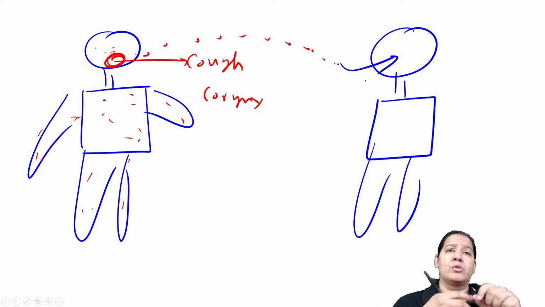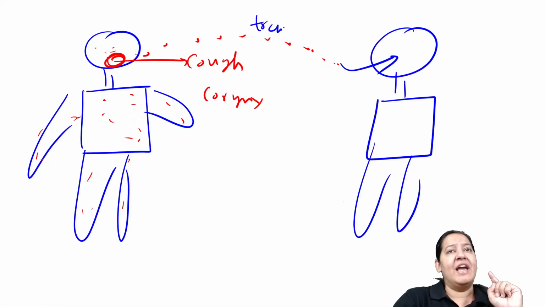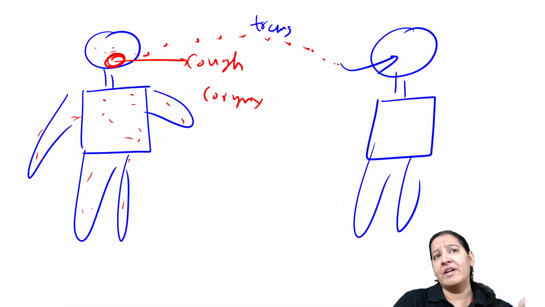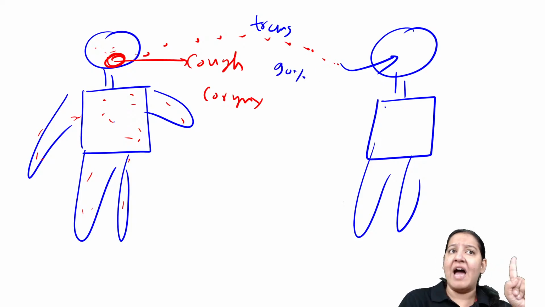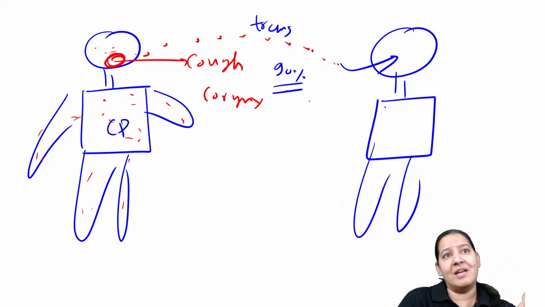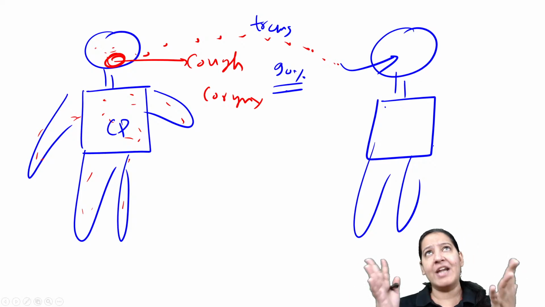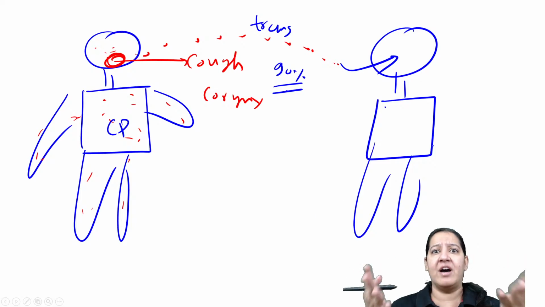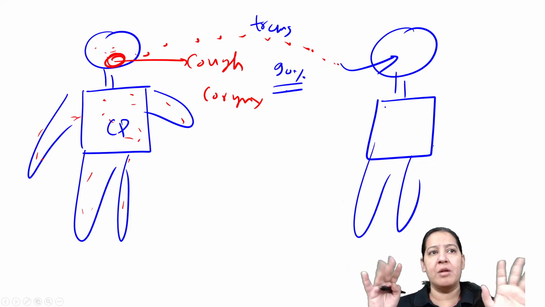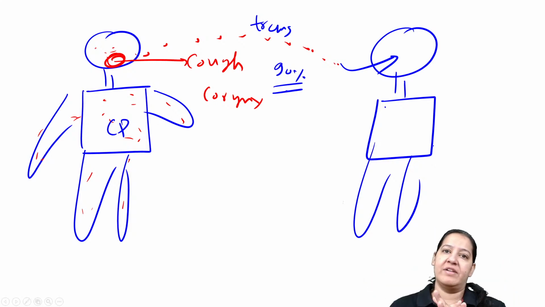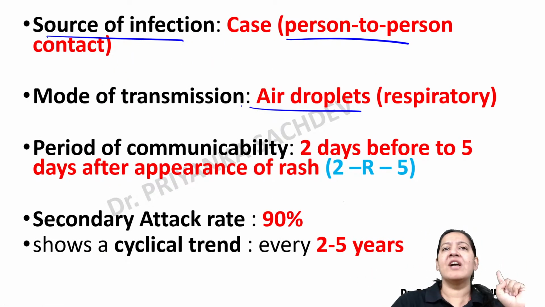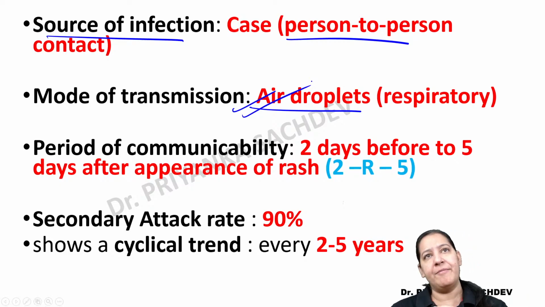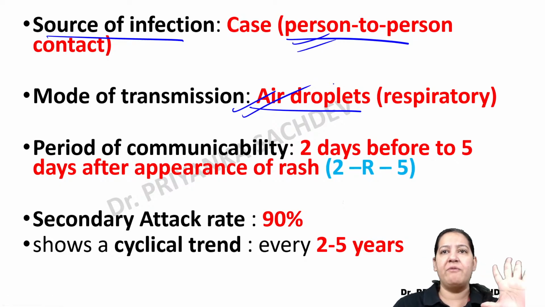So it is present in the aerosol. And the rate of transmission, the infectivity, is very, very high, like COVID. Infectivity is nearly 90%. So if your roommate is having chickenpox, there is a 90% chance you will also have it. If anyone at home, mother, father, children, has chickenpox, there is a 90% chance you will also have it. So the mode of transmission is air droplet, respiratory, and it spreads from person to person.